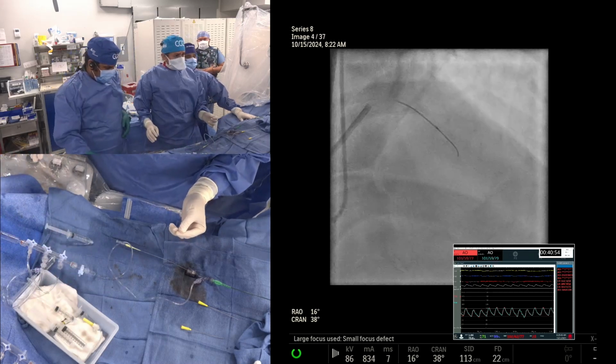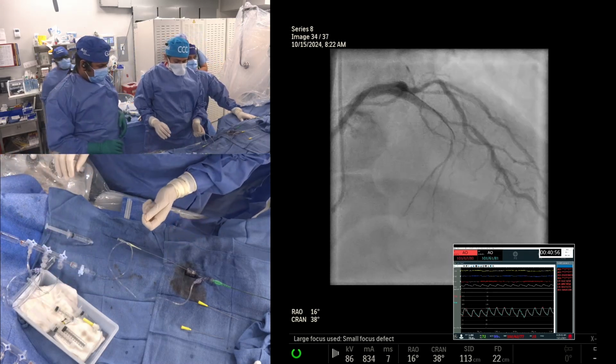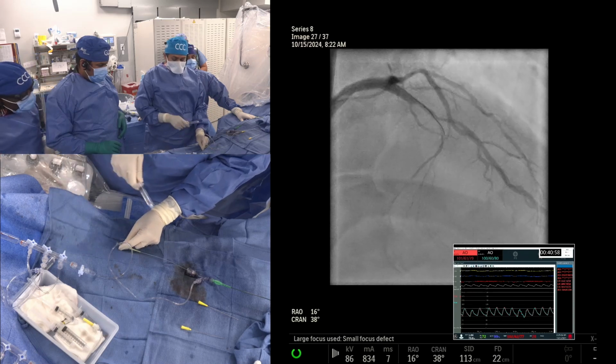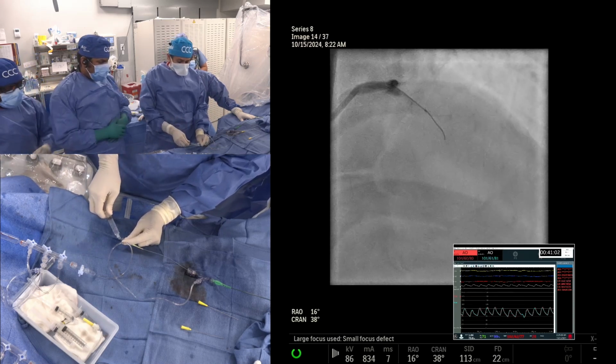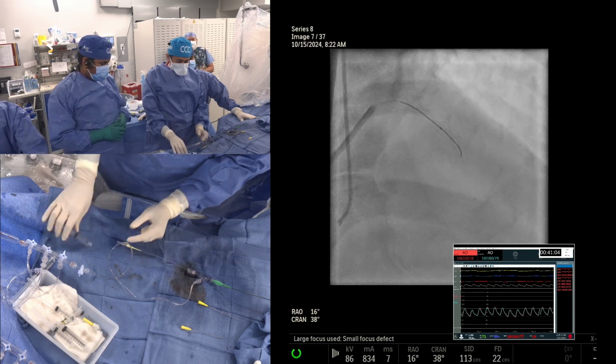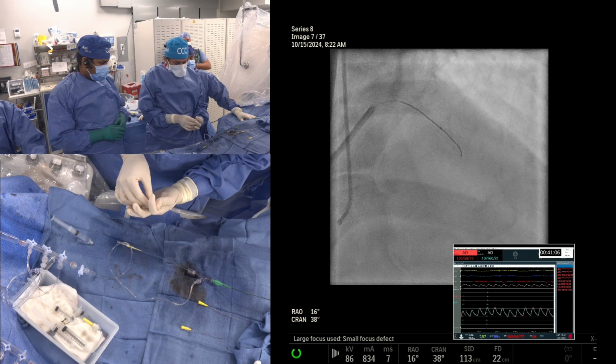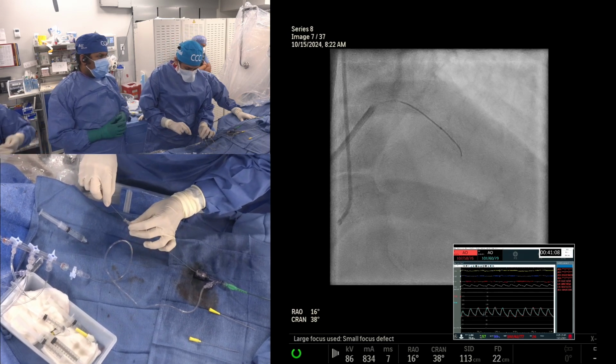Right now, it looks okay. So we'll change. At this time, if somebody wants to change, we already gave you the first wire of choice, Fielder XT, Pilot 50. Whatever people like, we are going down the pathway of antegrade wire escalation.